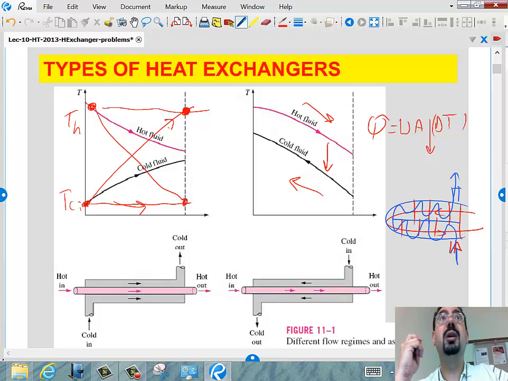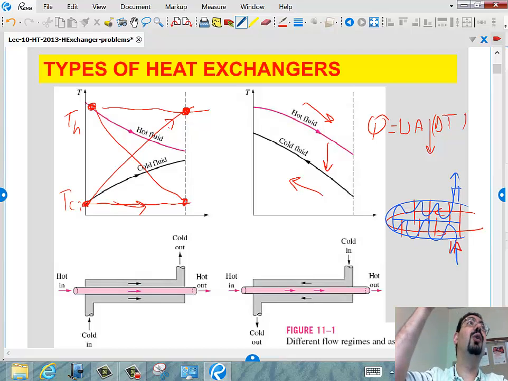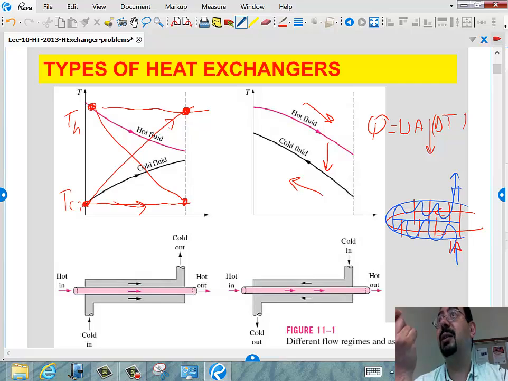So the heat exchanger, if it's for cooling, the best thing it can do is to bring the hot fluid to T cold N. And if the purpose is to heat stuff, the best you could imagine would be to bring T cold N all the way to T hot N.